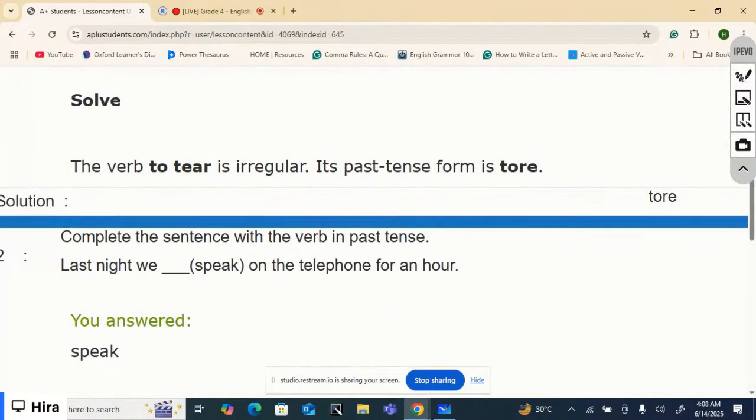Okay, so can you complete the sentence with the verb in past tense? Last night, we, the verb is speak, on the telephone for an hour. Now, if it is about last night, it's in past, so we have to use the past tense of this verb speak.